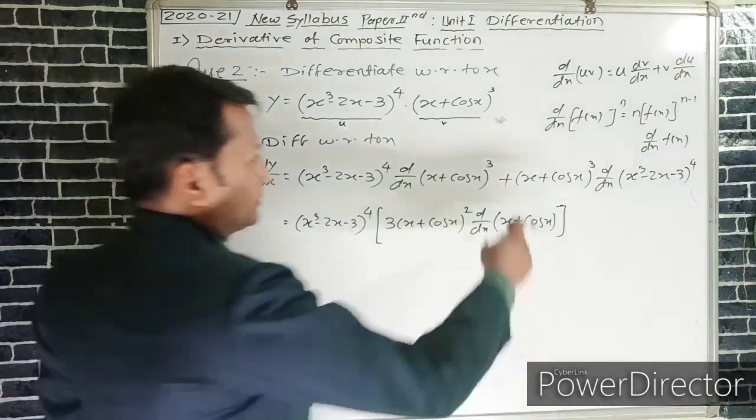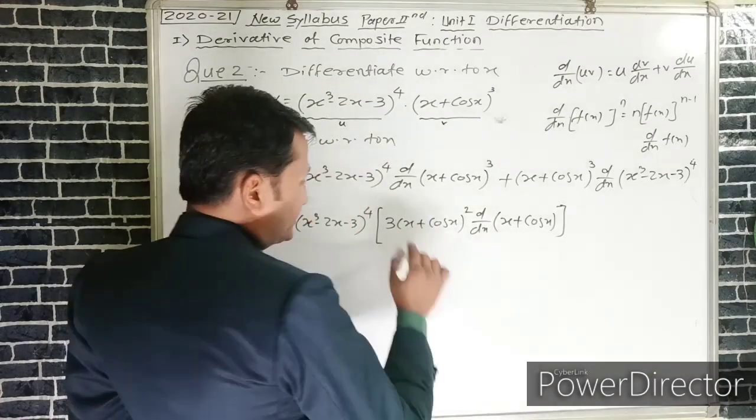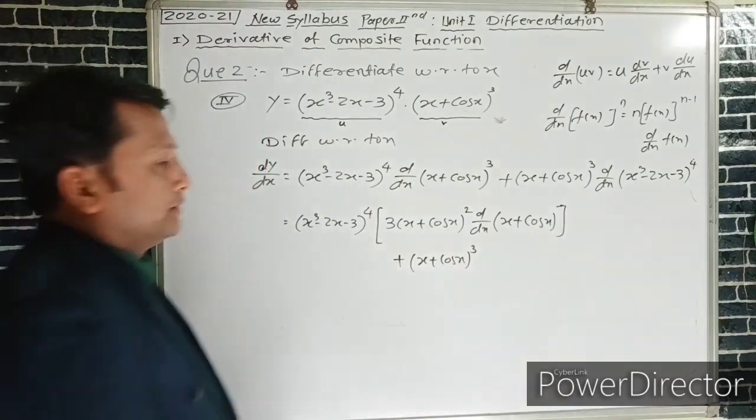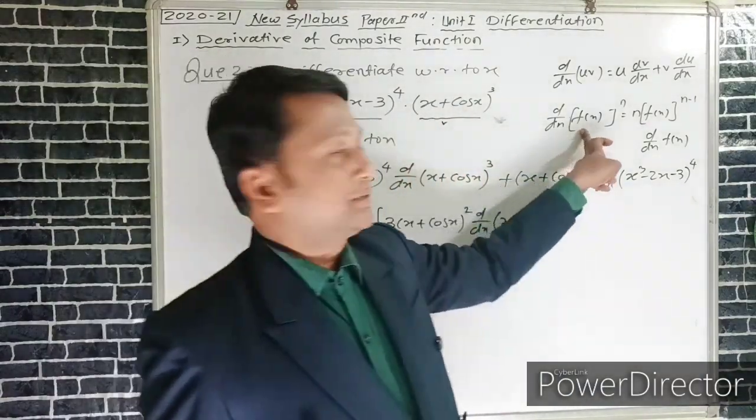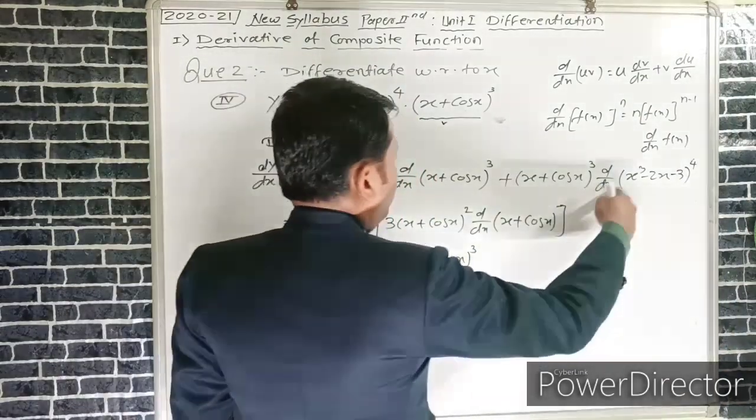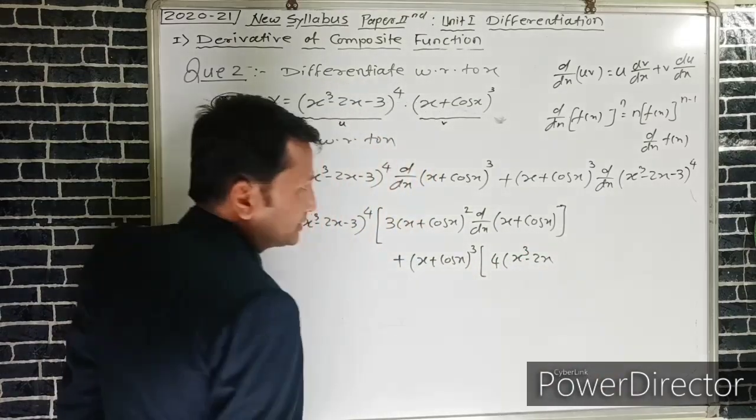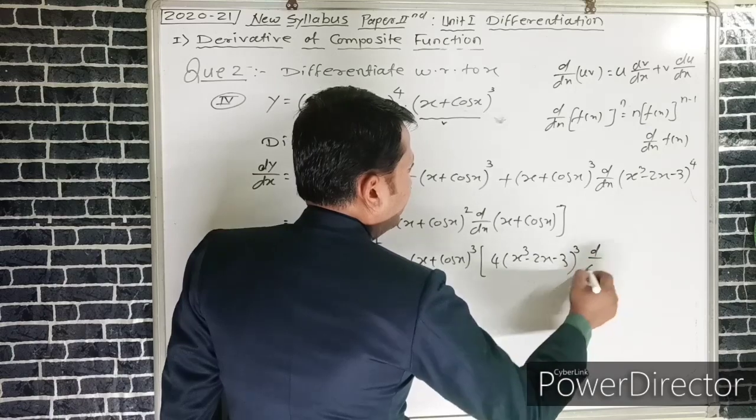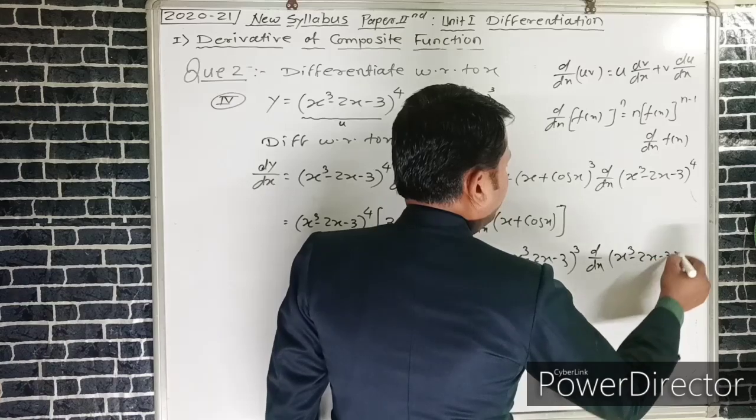Now secondly, we write plus the first function, which is before d/dx, x + cos x, as it is. The form (x^3 - 2x - 3)^4 is again of the form (f(x))^n, and its derivative is n (f(x))^(n-1) into the derivative of f(x). So we write 4 (x^3 - 2x - 3)^(4-1), which is power 3, and we take again the derivative of the bracket x^3 - 2x - 3.